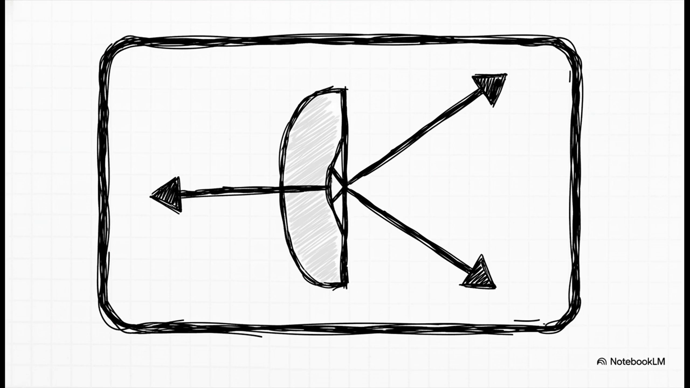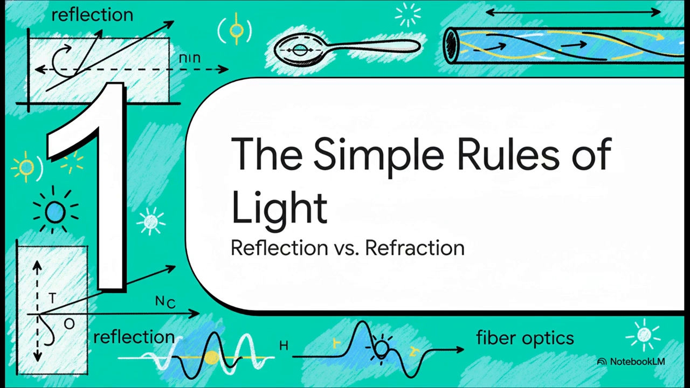And believe it or not, the secret to that spoon and a whole lot more, it all comes down to just two really simple ideas. Two principles that tell us what light does when it hits something. And once you get these two rules, you're going to start seeing the physics hiding in plain sight all around you. All right, so let's get into it. Let's break down these two fundamental rules.